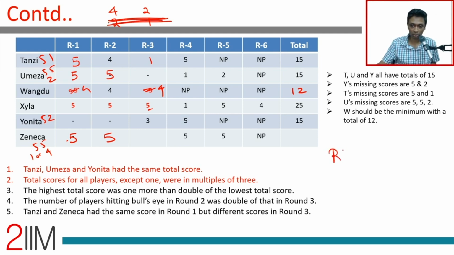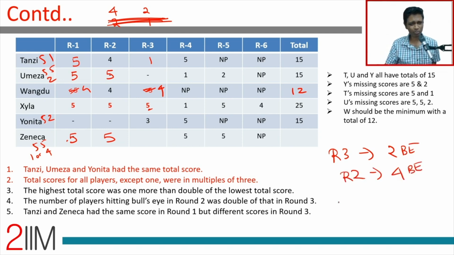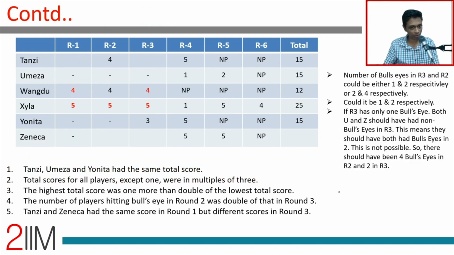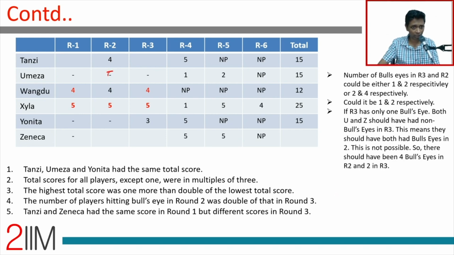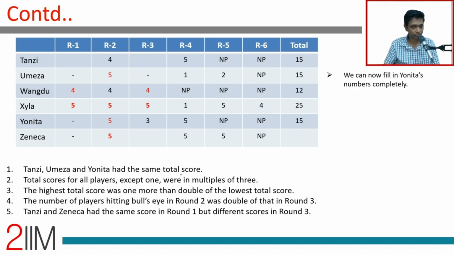Or round 3 should have 2 bullseyes. Round 2 should have 4 bullseyes. That always seemed more likely. We've eliminated the other possibility. So 2 in round 3 and 4 in round 2. 4 bullseyes in round 2. There are 2 non-bullseyes. That means the other 4 need to be bullseyes. 5, 5, 5, 5. Now we can fill in Yonita's score completely. 5, 5, 3. 10 plus 3, 13. This is 2.